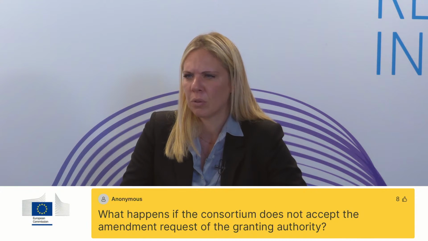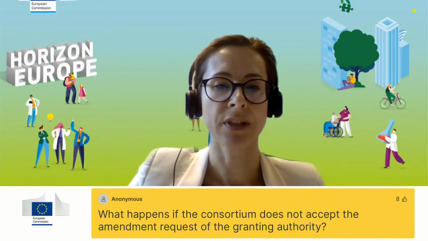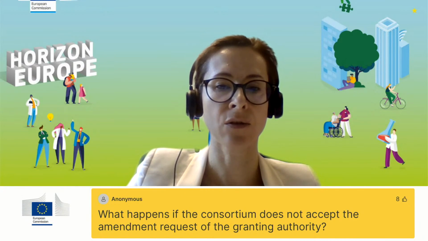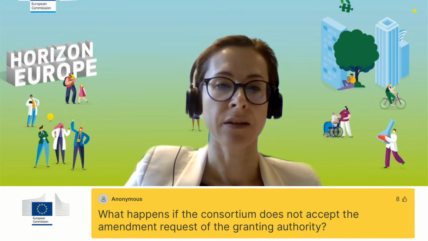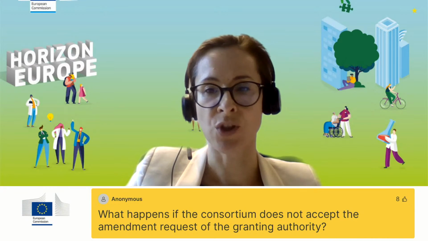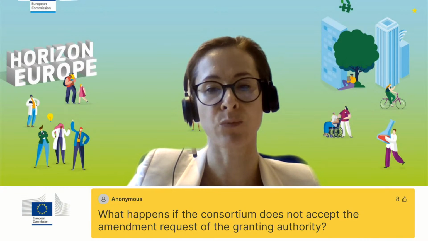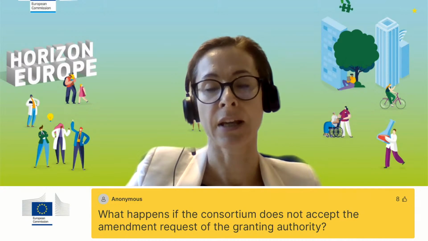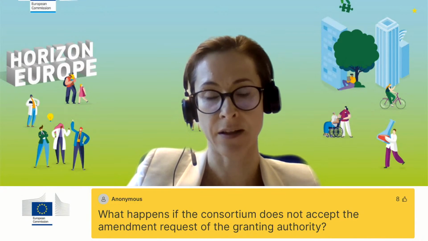I don't know whether Isabel would like to add anything on this. Well, depending on the type of amendment the granting authority is requesting, like the termination of a beneficiary, there is a specific procedure. For example, there will be a pre-information letter that will open a contradictory procedure where the beneficiary will have the opportunity to provide comments and be heard. But then the termination of the beneficiary, if it is pursued after this contradictory procedure, will take effect.